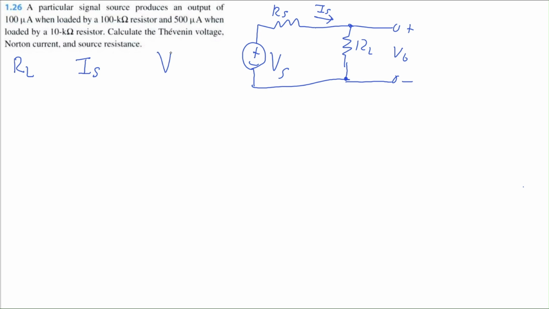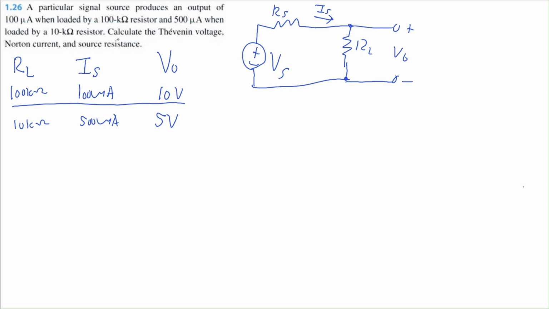Given these two, we can also calculate the output voltage, right? Because V is equal to IR. So for RL, our first value is 100 kiloohms. Then we have a source current of 100 microamps. And if we multiply these two together, that means we're producing 10 volts. Now we also have 10 kiloohms produces 500 microamps. And this calculates to 5 volts when you multiply R and I.